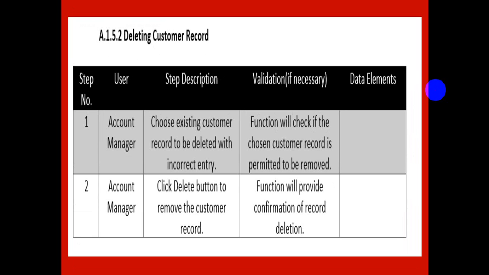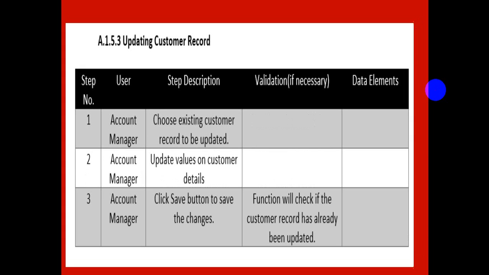This is how you delete a customer record as an example. Still, the user is the account manager, where you can choose an existing customer record to be deleted, and then the function will provide confirmation to the record if it's already deleted from the database. This is another example for updating the customer record. Still, the account manager is the user, where he can do whatever he wants on the existing customer record, where they can update the values of the customer details and save it.